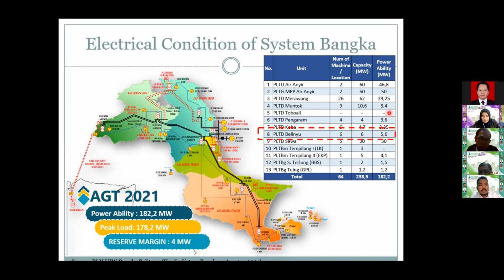And the table depicts generation type, the design capacity, and the power ability of each power plant. At number 8, we can see the design capacity of Belinyu diesel plant is 6 megawatt and power ability is 5.6 megawatt.